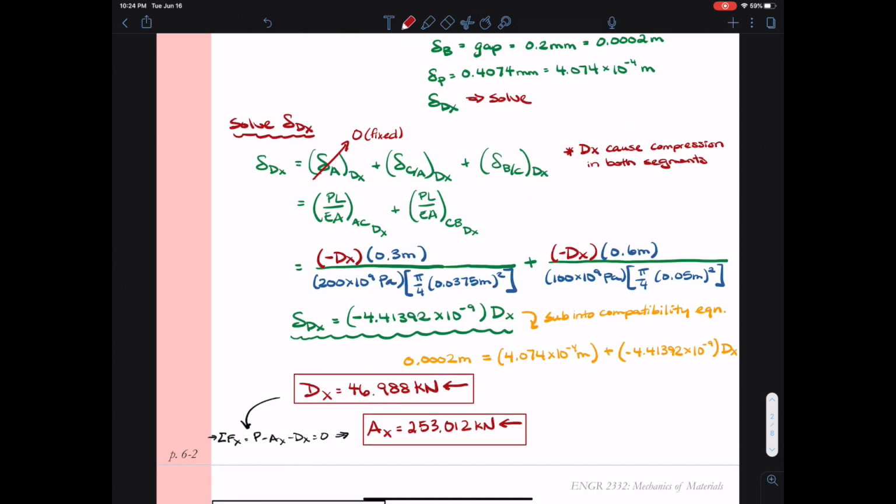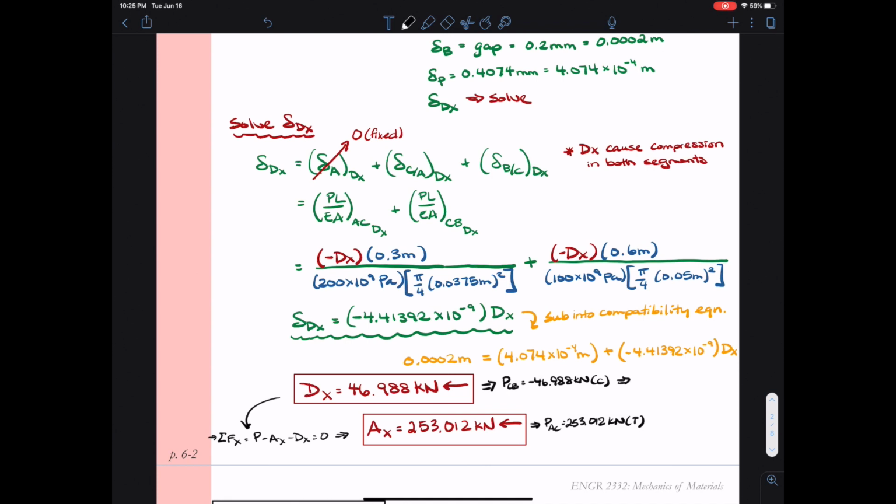Finally, we can come up with our axial forces and axial stresses in each of the segments. For segment CB, we see that we are in compression with a value of the reaction dx. So P, our axial force in segment CB, will equal negative 46.988 kilonewtons compression. And in segment AC, we see that AC is in tension with a value of 253.012 kilonewtons.